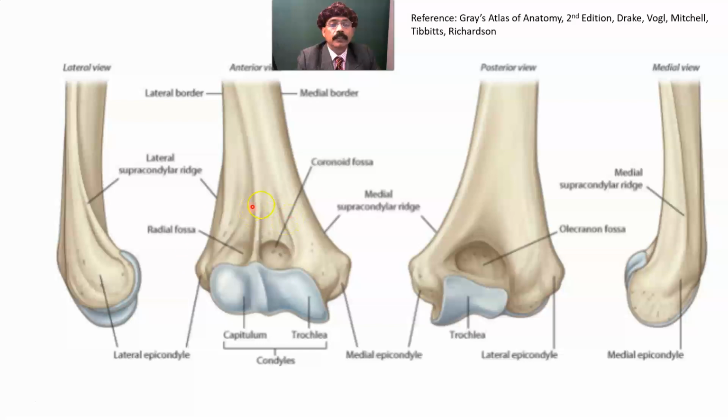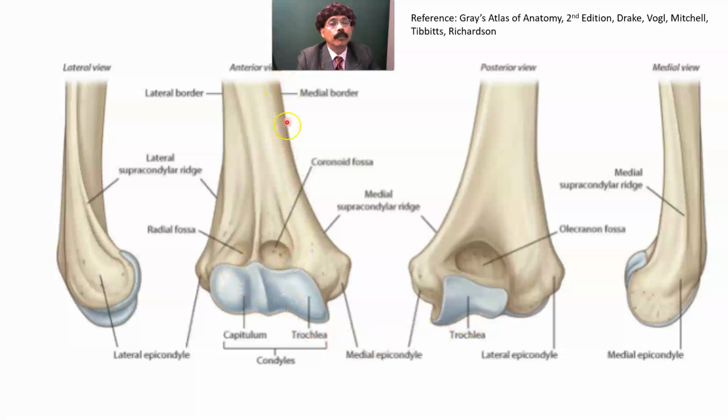This is the condyle. This is the epicondyle. We got that, and here is the trochlea. Trochlea here. This is the capitulum. This is the radial fossa. This is the coronoid fossa.